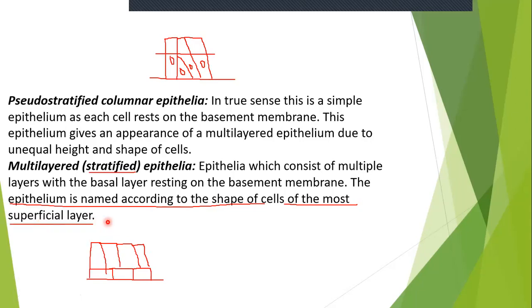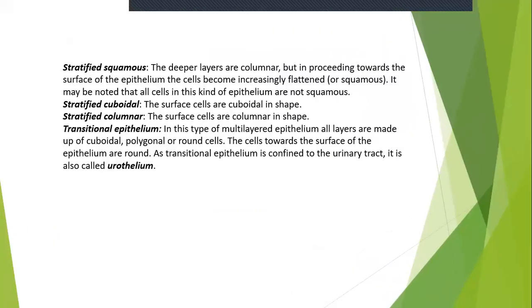Okay, let's move on. Let's look at that maybe in a diagram now. Stratified squamous: the deeper layers are usually columnar, but proceeding towards the surface of the epithelium, the cells become increasingly flattened or squamous. So it will be stratified squamous. It may be noted that not all cells in this kind of epithelium are squamous. The cells at the basal layer might even be cuboidal, but as you proceed towards the superficial layer, they become squamous. Stratified cuboidal: the surface cells are cuboidal in shape. Stratified columnar: the surface cells are columnar in shape.